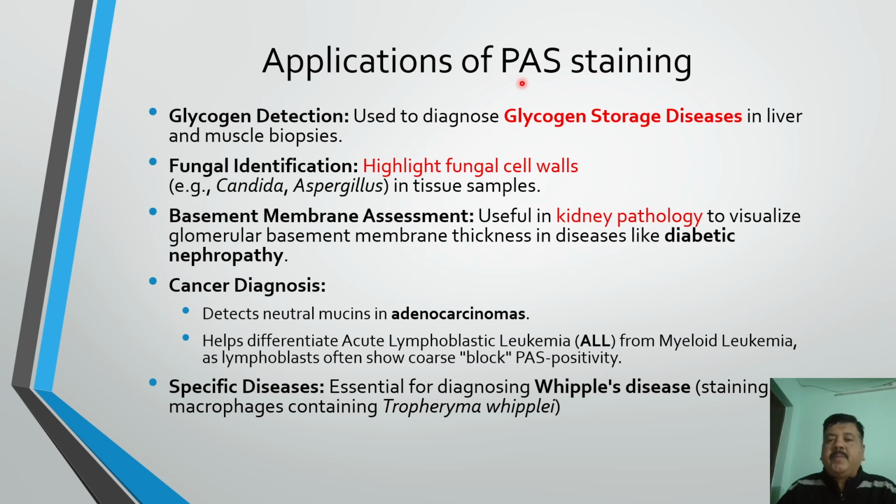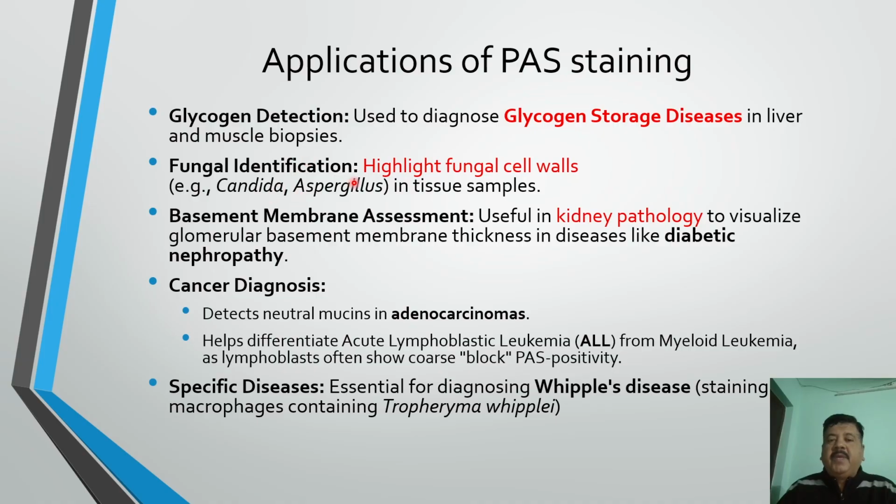What are the applications of PAS staining? PAS is a very rewarding stain because the structures are beautifully revealed. I will show the photographs at the end. The structures are very nicely revealed, so there will not be any difficulty in interpretation. Applications: glycogen detection, used to diagnose glycogen storage diseases in liver and muscle biopsies.